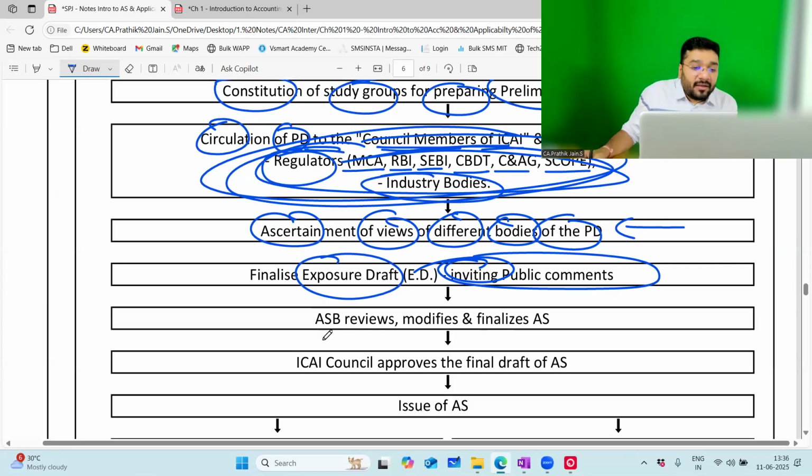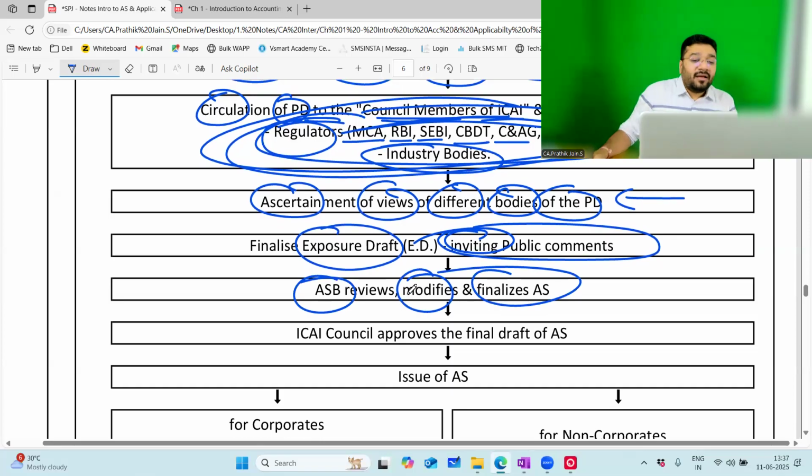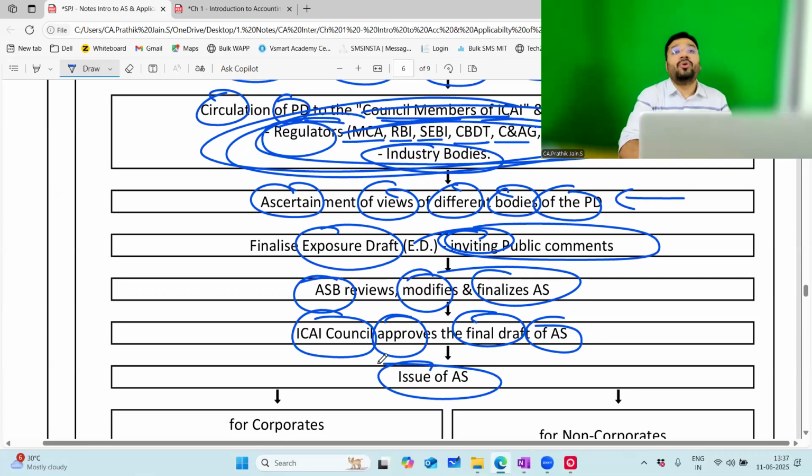Now, ASB will again take the public comments, review them, modify the ED, and then finalize the accounting standard. Once this has been finalized, ASB will recommend this to ICAI Council. Finally, they'll submit to ICAI Council, where ICAI Council will approve the final draft of the AS. And therefore, once ICAI approves, the AS is said to be issued.